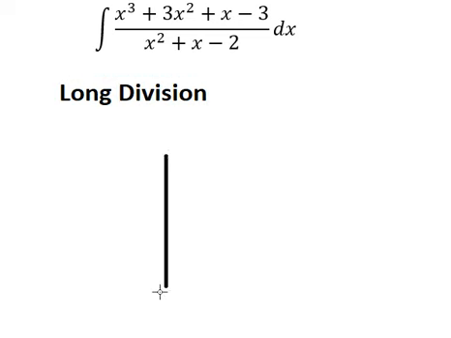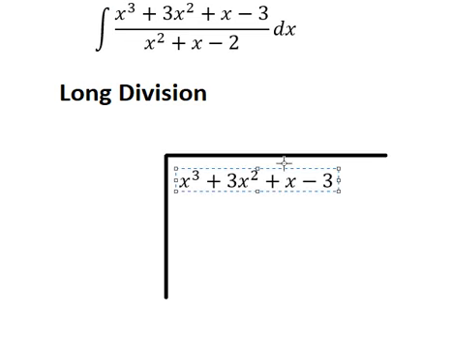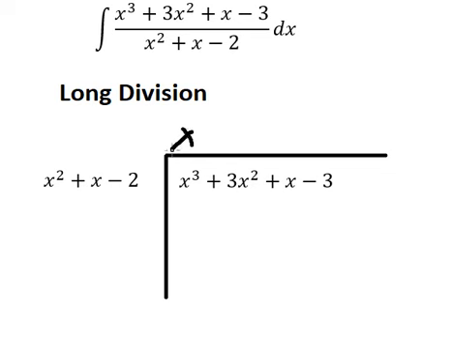So in this situation, I will put this one here and this one here. Next, because we have s to the power of 3, we need to multiply by s. S with s squared creates s to the power of 3. S with s we have s squared. S with negative 2 we have negative 2s.